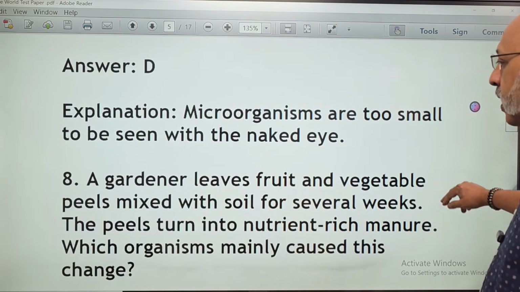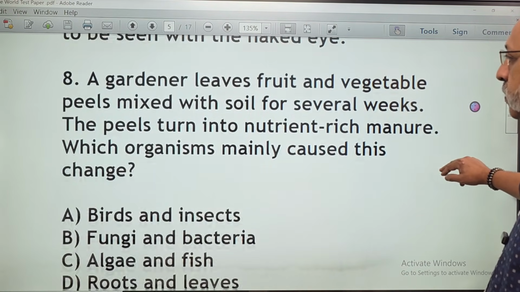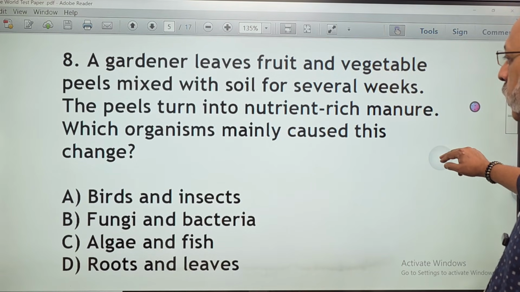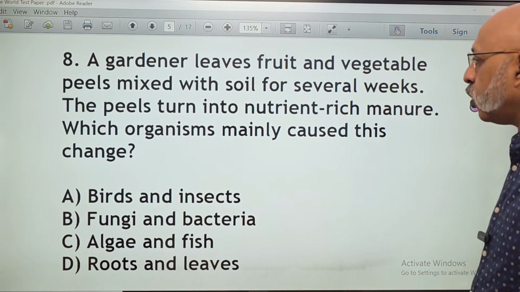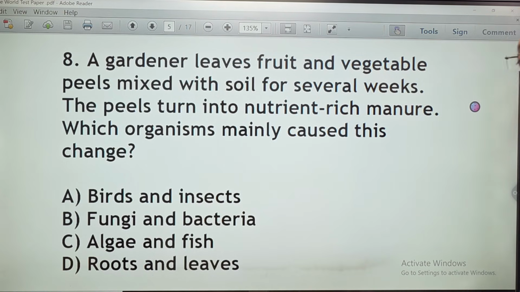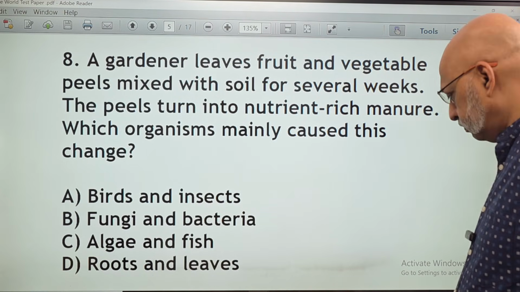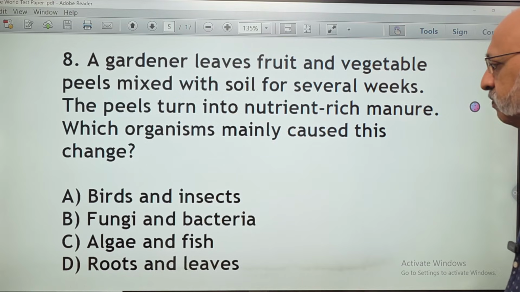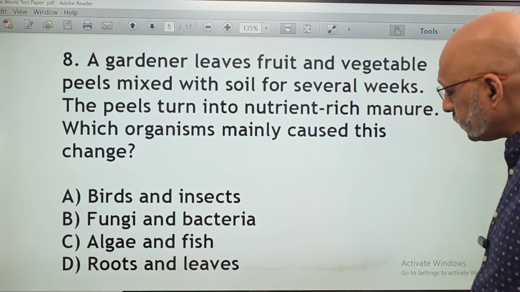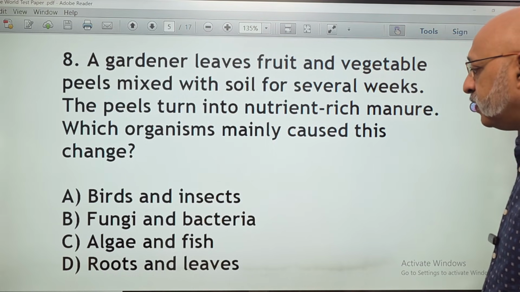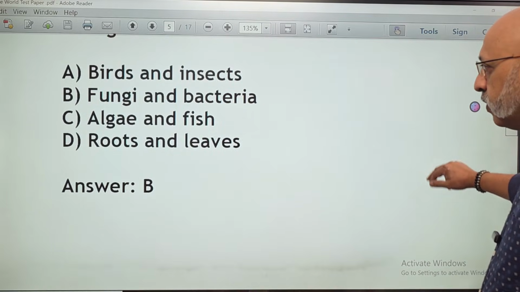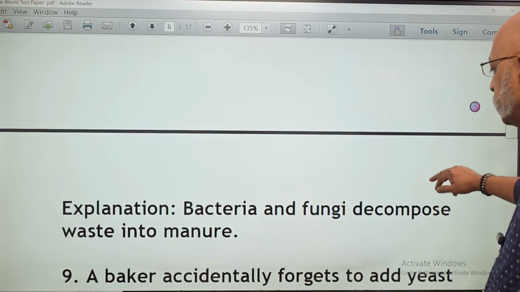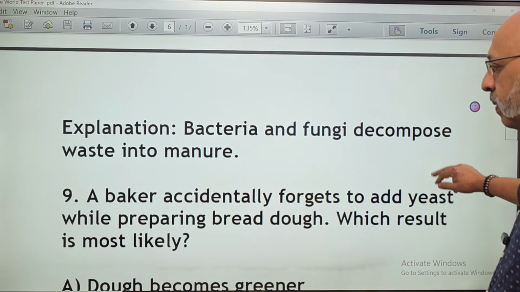A gardener leaves fruit and vegetable peels mixed with soil for several weeks. The peels turn into nutrient-rich manure. Which organisms mainly caused this change? Birds and insects, fungi and bacteria, algae and fish, roots and leaves. The correct option is option B. Fungi and bacteria decompose waste into manure.